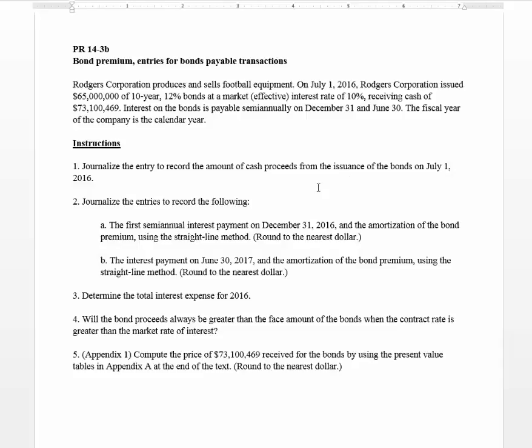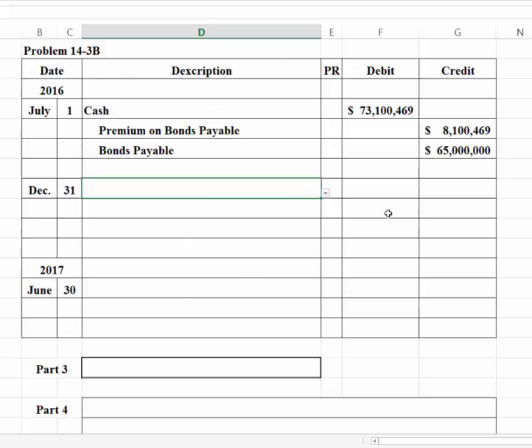A. The first semi-annual interest payment on December 31st, 2016, and the amortization of the bond premium using the straight line method, round to the nearest dollar. B. The interest payment on June 30th, 2017, and the amortization of the bond premium using the straight line method, round to the nearest dollar. To record the interest payment, we are recording an interest expense. So we would debit interest expense. Because the premium on the bond payable was originally set up as a credit entry, to amortize it out, otherwise move to a balance of 0, we would have to debit premium on bonds payable. And the final journal part would be a credit to cash as we make the interest payment.